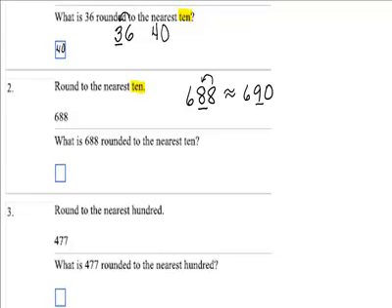Next one. The instructions say round to the nearest 100. I have 477, and the 4 is in the hundreds place. The digit behind it is a 7. Because that's 5 or bigger, once again, I round up. And this is approximately 5 in the place, and always followed with zeros. You always have zeros to the right of the place that you rounded to. So it rounds to 500.